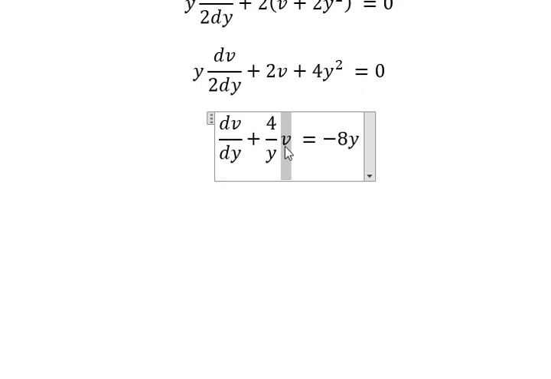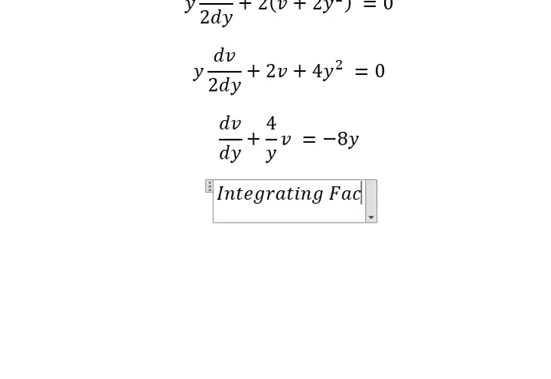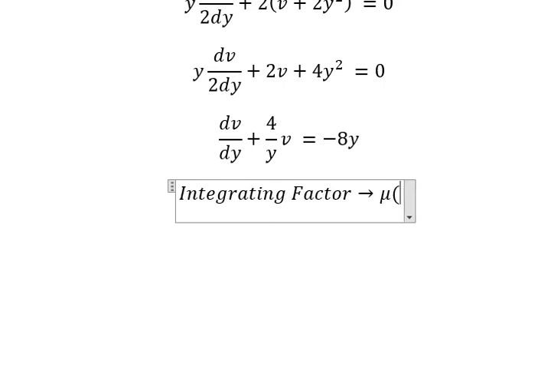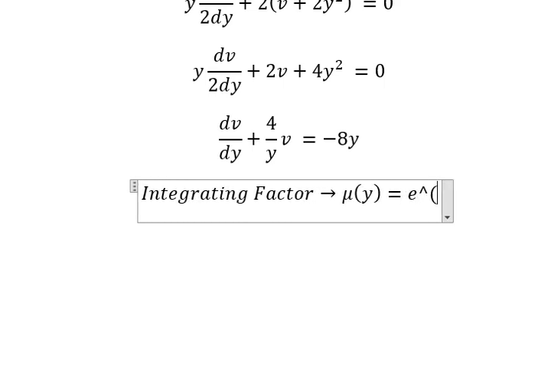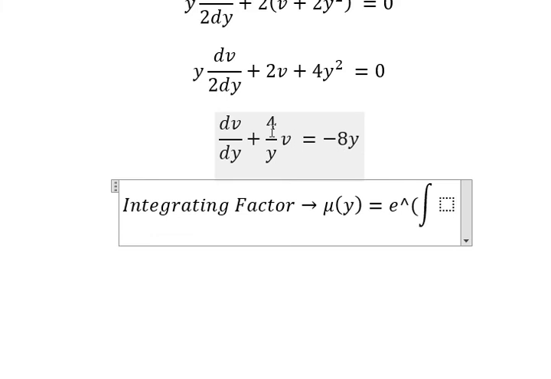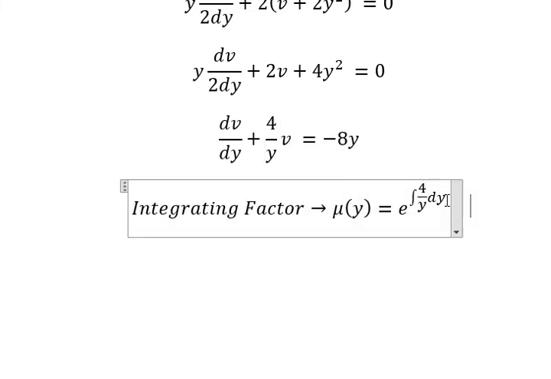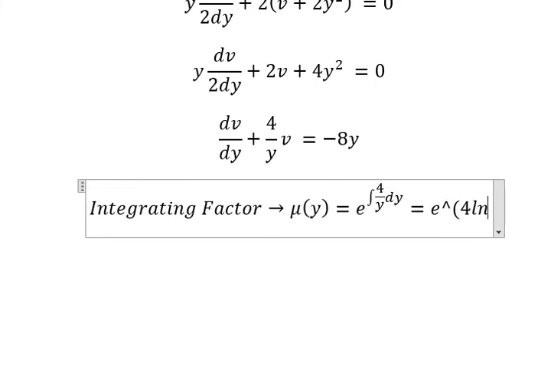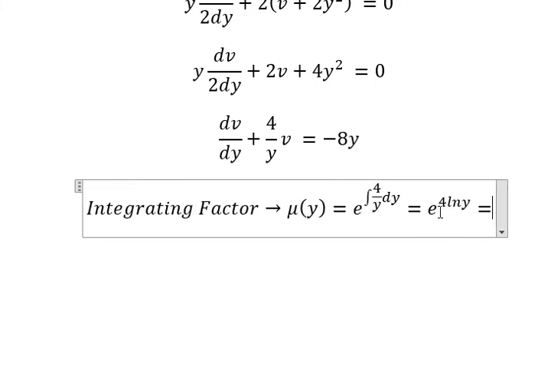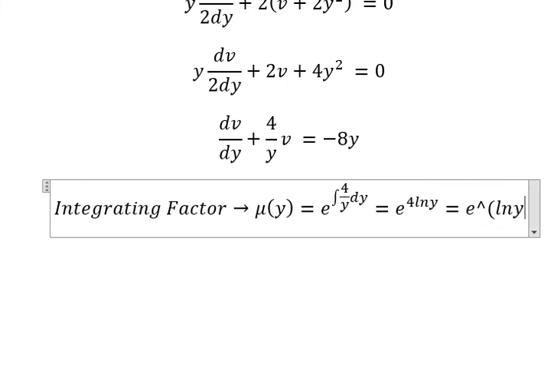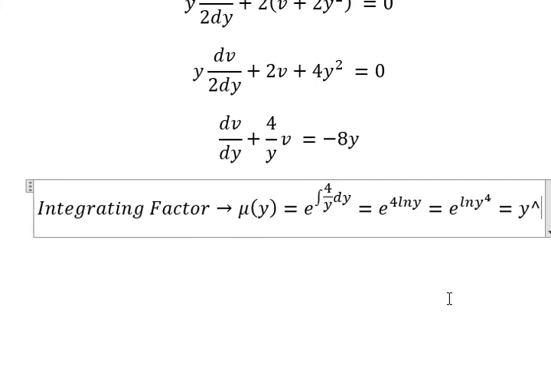Next, we have v, and the first derivative of v, we can use the integrating factor. So we need to find mu y equals e to the power of the integration. That is this one in here. So we have for L and Y, and we can put number 4 inside the natural log in here. And we have y to the power of 4.